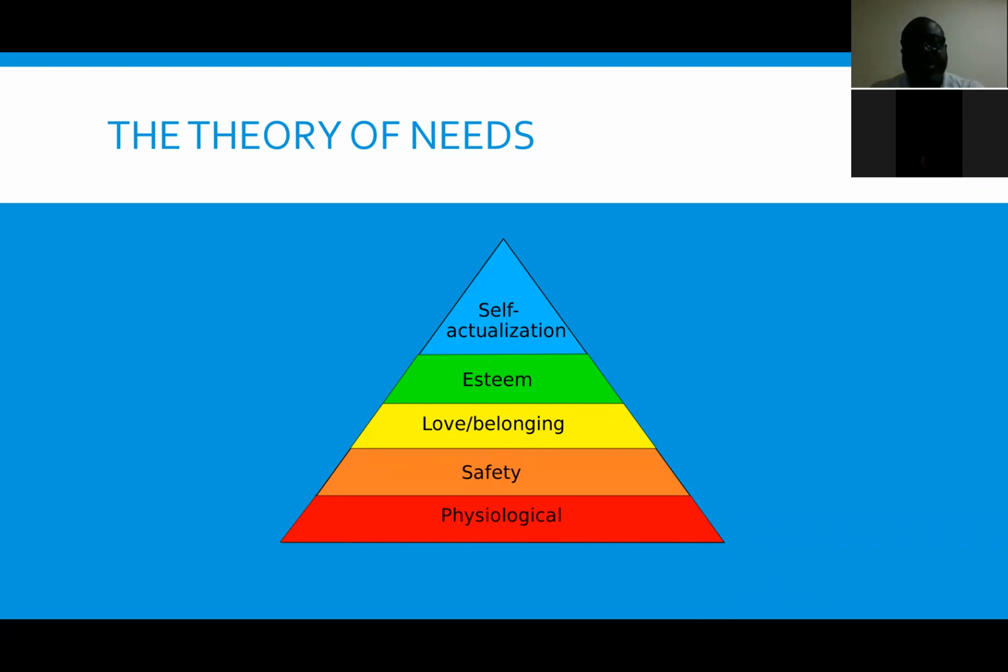So according to Abraham Maslow, the one in red, physiological needs, are what we call the basic needs or the survival needs. Physiological needs and safety needs are basic. The love and esteem needs are psychological needs. Then the self-actualization needs are the growth needs. We'll get there very soon.